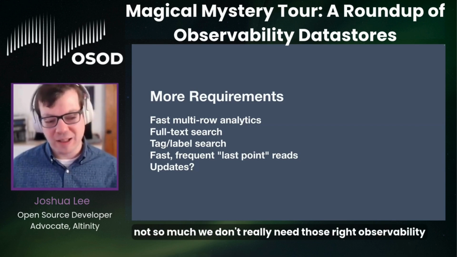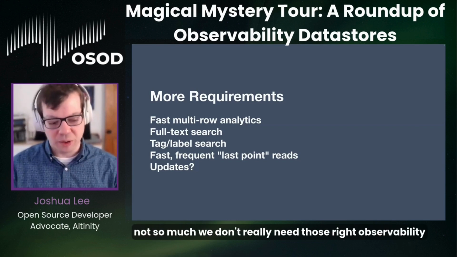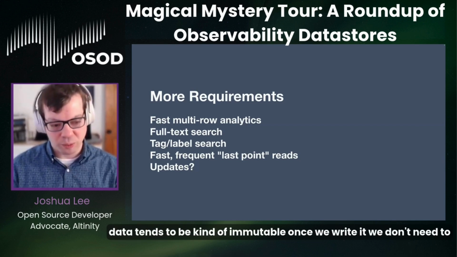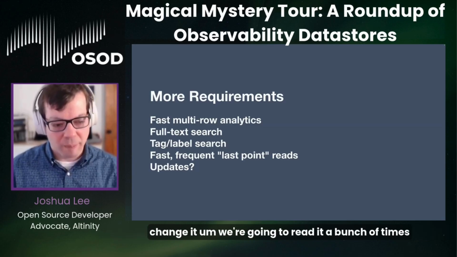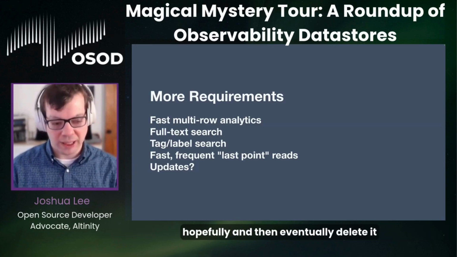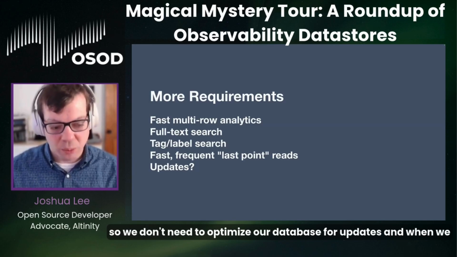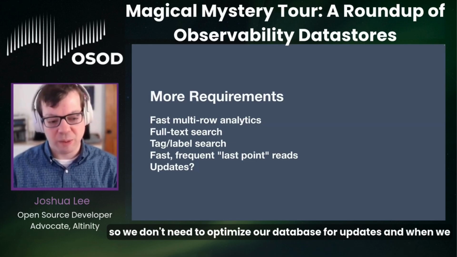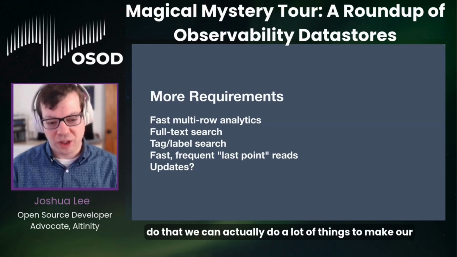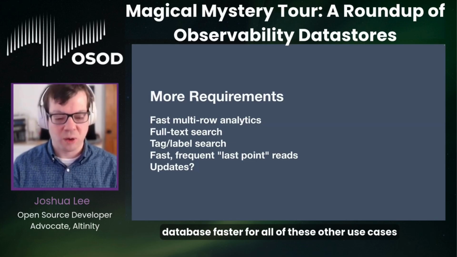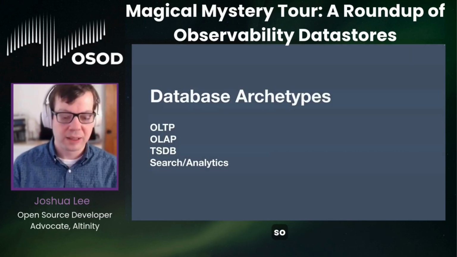And updates, not so much. We don't really need those, right? Observability data tends to be kind of immutable. Once we write it, we don't need to change it. We're going to read it a bunch of times, hopefully, and then eventually delete it. So we don't need to optimize our database for updates. And when we do that, we can actually do a lot of things to make our database faster for all of these other use cases.